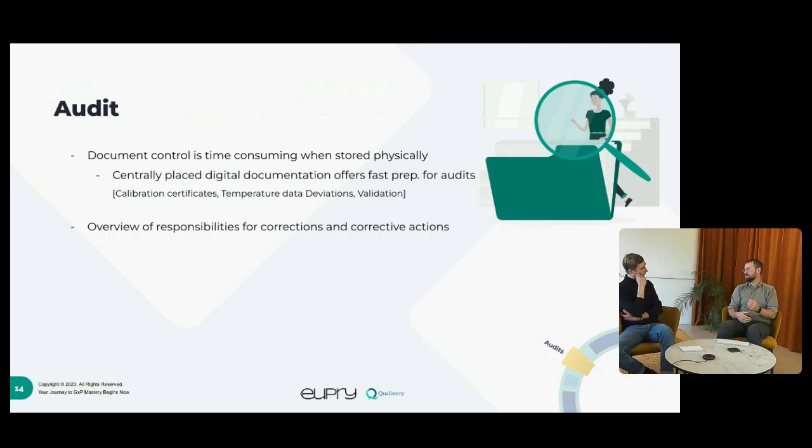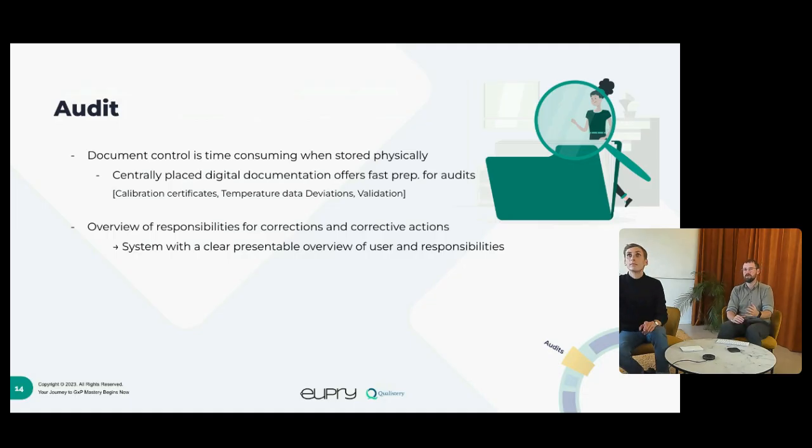I think one of the examples we have is often if we go on site somewhere and show a temperature deviation, like a spike in temperature, the operator is much more likely to be able to explain what that is than the quality unit. They have a much tighter relationship with the actual processes that are going on. So having that overview of who does the corrections and who does the corrective actions, most likely by a QA unit, I think is very powerful. So having a system where you can clearly and transparently display which are the users and what are their responsibilities, who can view and who can comment.